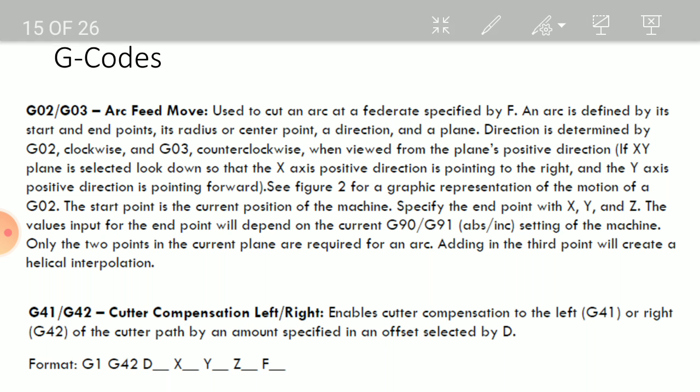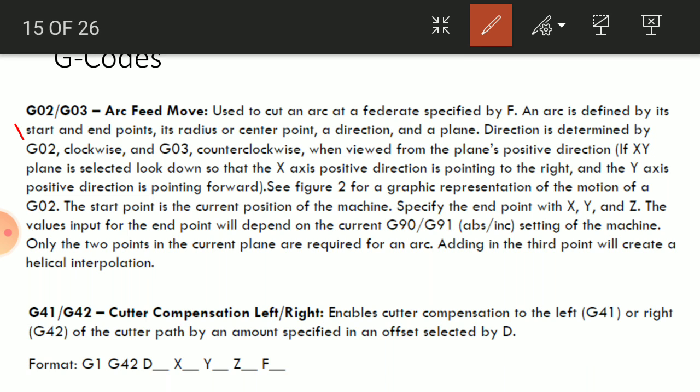This is the G02 and G03. What is the meaning of G02 and G03? If you have to perform circular operations, for that purpose we are using G02 and G03. Here you will observe, if you have to perform the operation in a clockwise or anti-clockwise direction, for that purpose you have to use G02 and G03. G02 is for the clockwise and G03 is for the anti-clockwise.